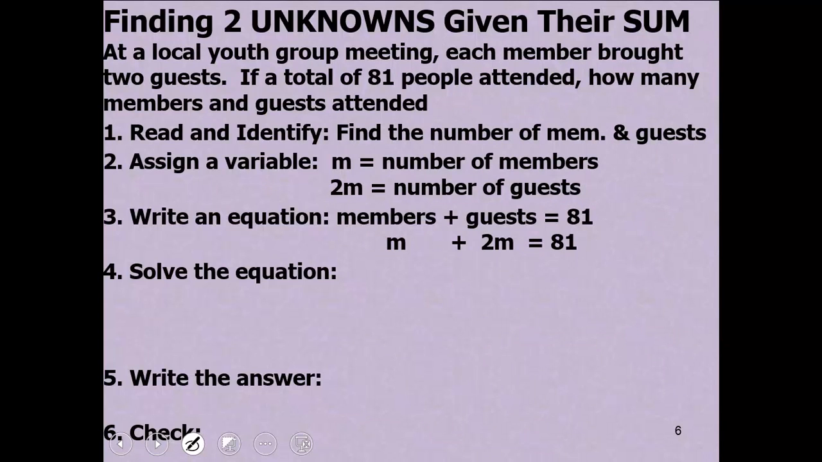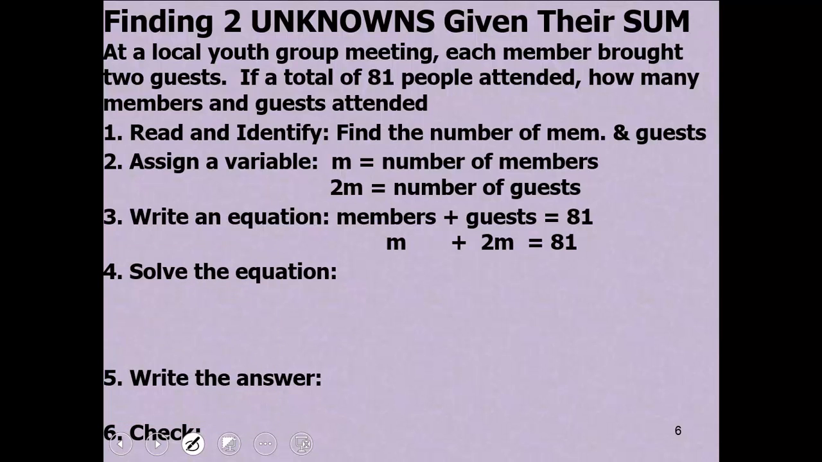Finding two unknowns given their sum. Another one just like it. I've set up the first things for you. Let me read through it, and then I'm going to let you solve the equations. At a local youth group meeting, each member brought 2 guests. If a total of 81 people attended, so that's members plus all their guests, is 81. How many members and guests attended?